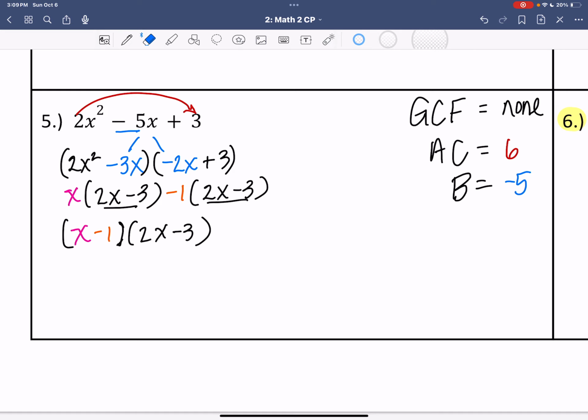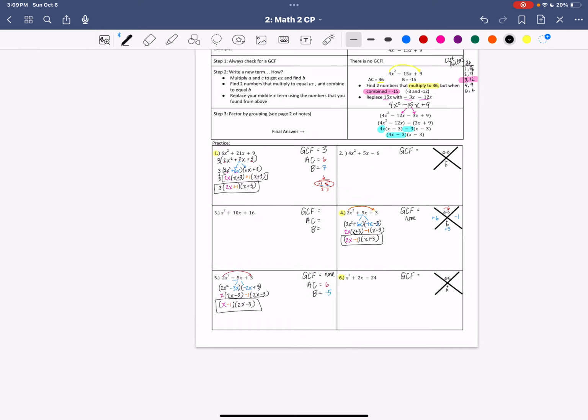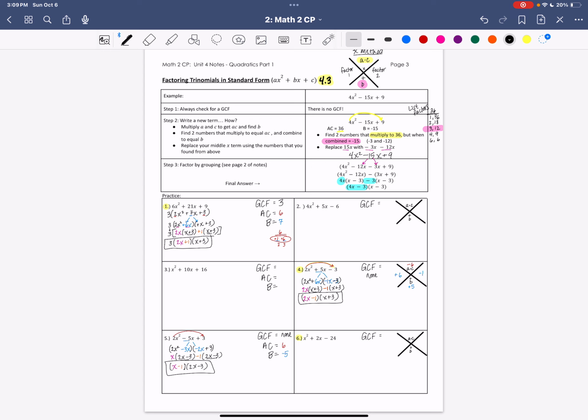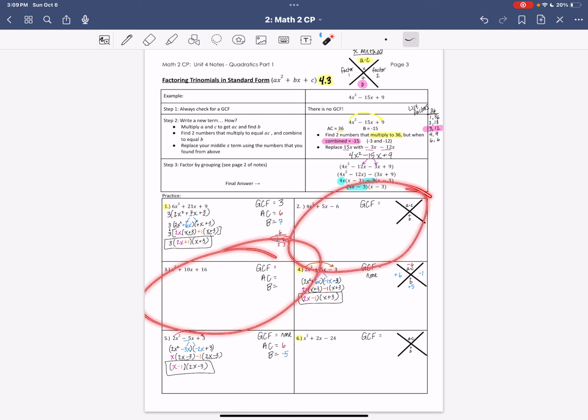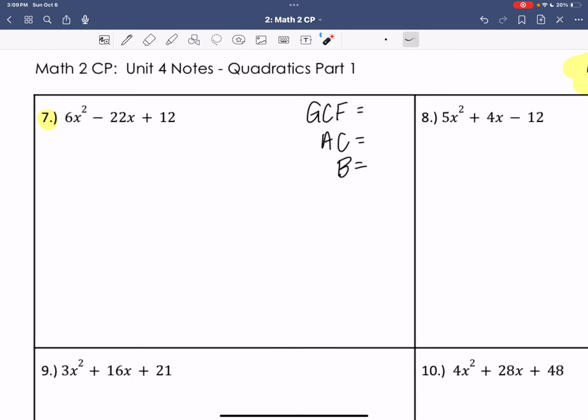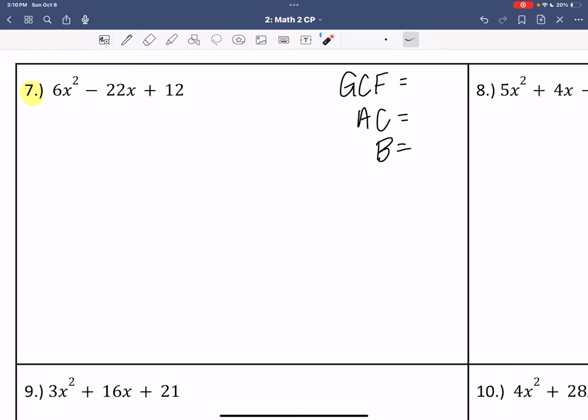And then that's it. All right, so again, you're going to do the problems I did not do. And I don't care which way you use to factor, you do what you're comfortable with as long as you're getting the correct answer. And then this one is a little different because we do have a GCF. So here, GCF is going to be 2. So I'm first going to factor out a 2 right from the get-go.